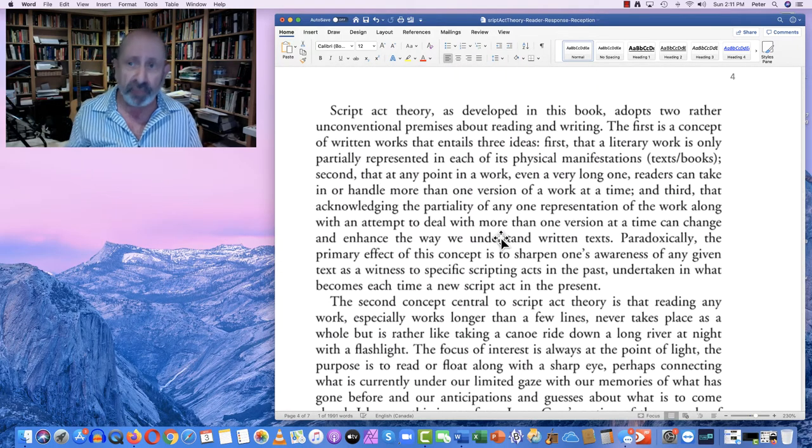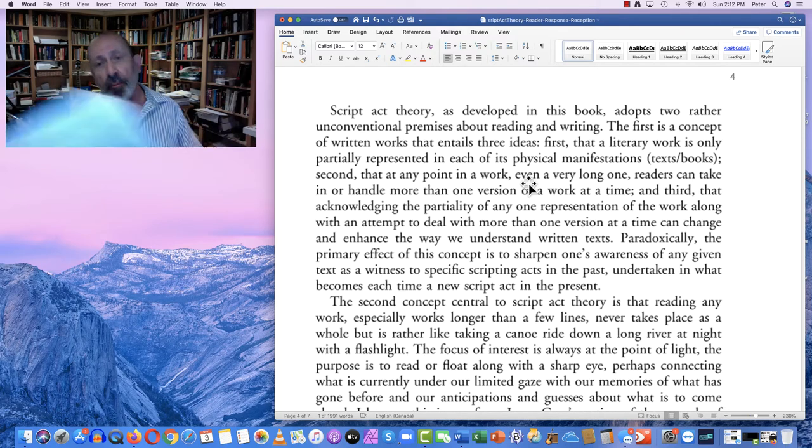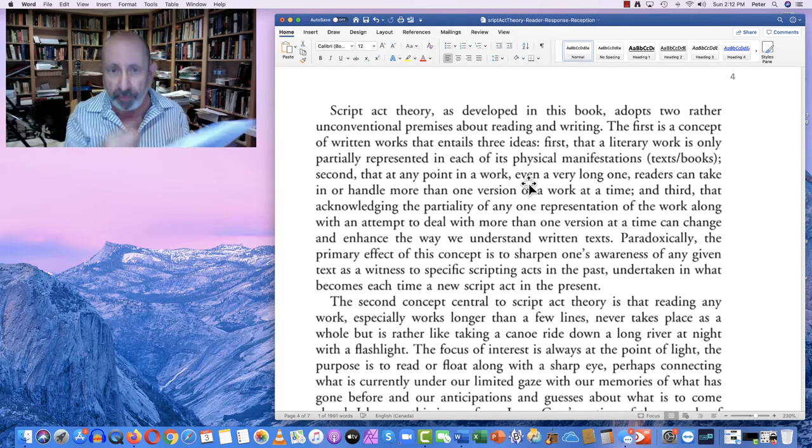So this is right from Schillingsburg himself. He says, "Script Act theory, developed in this book, adopts two rather unconventional premises about reading and writing. The first concept is that written works entail three ideas. First, that a literary work is only partially represented in its physical manifestations." So the book I have, or the page I have, or the paper I have, is only one part of what that text is.